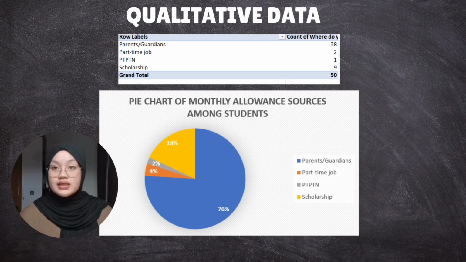76% represented in blue. The second highest source is scholarship, which accounts for 18%, shown in yellow. The third source is part-time jobs, contributing 4%, represented in orange. Finally, the smallest category is PTPTN, with only 1 student making up 2% and represented in gray.